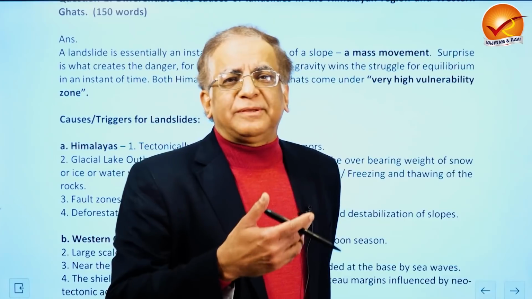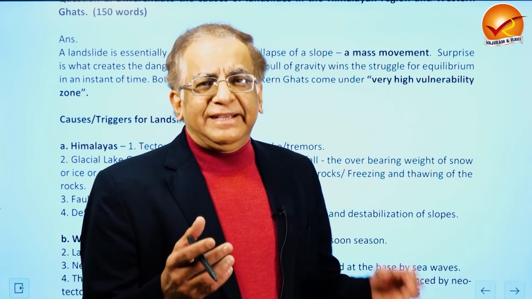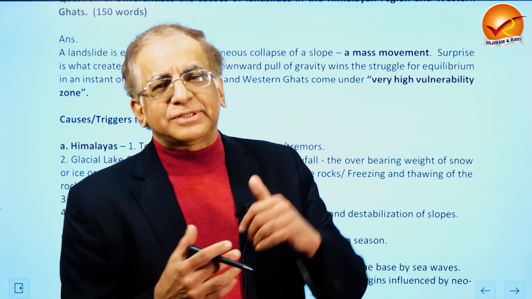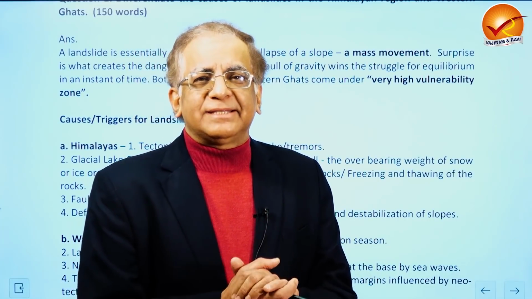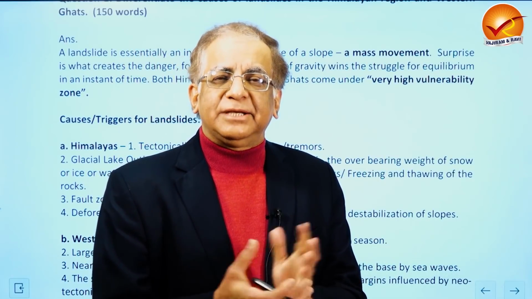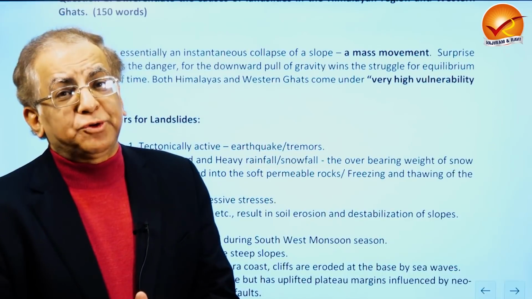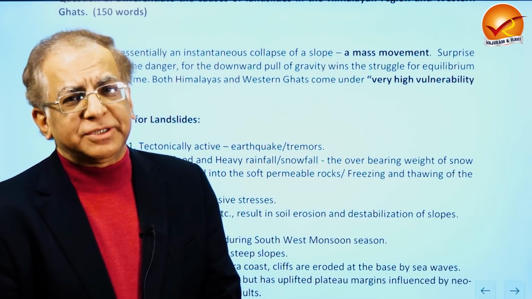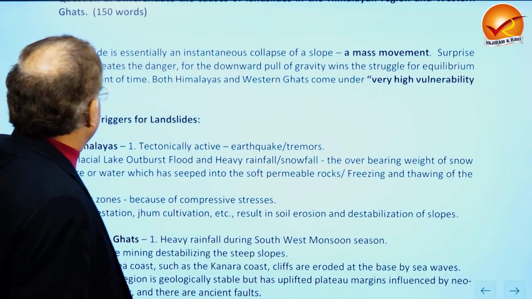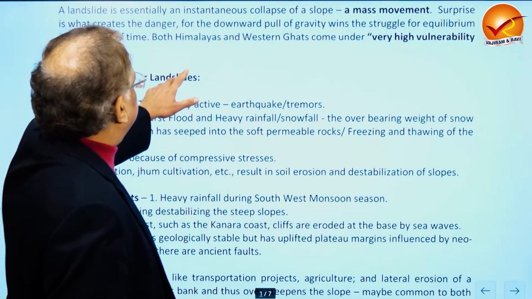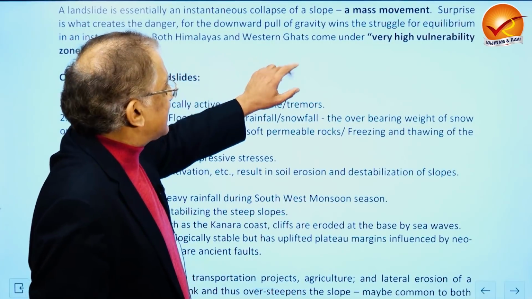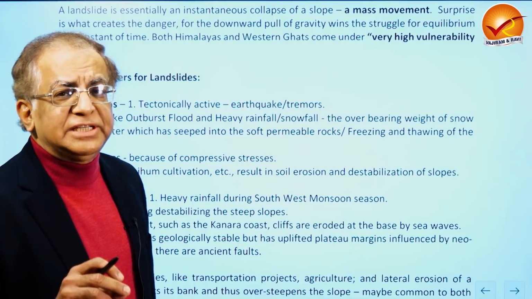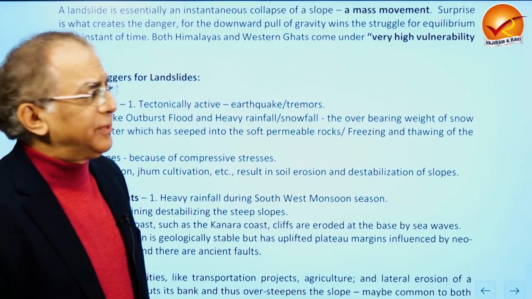Remember, along the slopes of the mountains, you have a very delicate balance between the resisting force and the force of gravity. And the moment there is a little disturbance to that, you have a mass movement which could be, in a few seconds or even a few minutes, catastrophic in dimension. Now, we are given here in the question the Himalayas and the Western Ghats for the sake of comparison in terms of the causes which lead to landslides in these two areas.